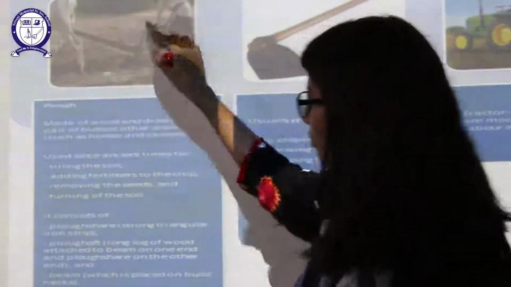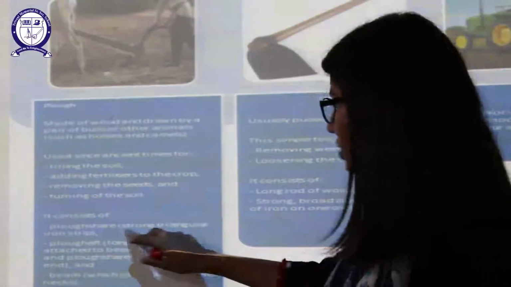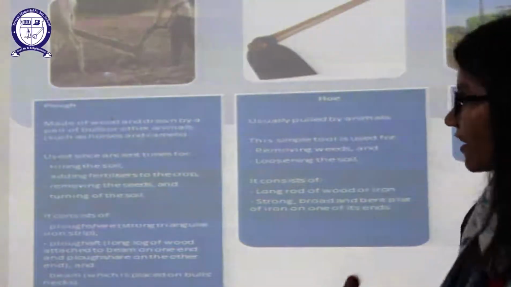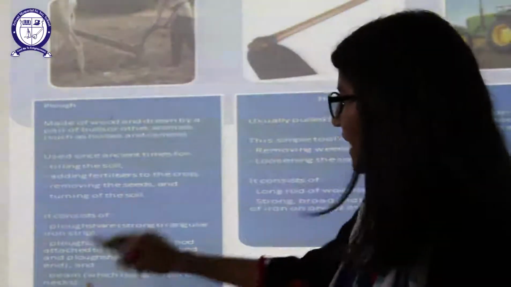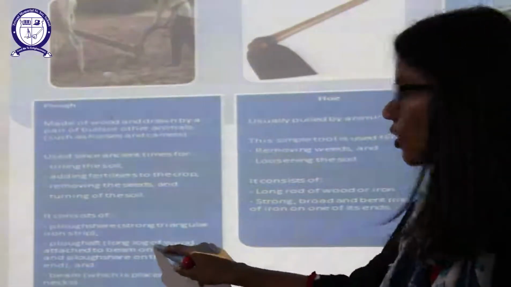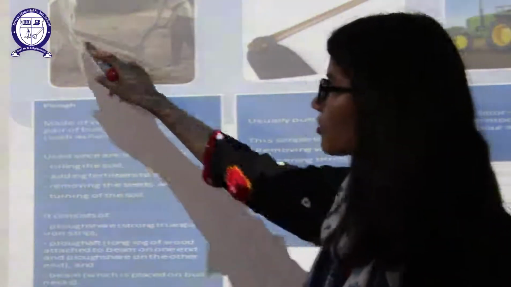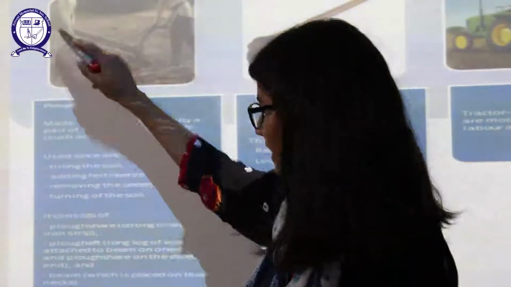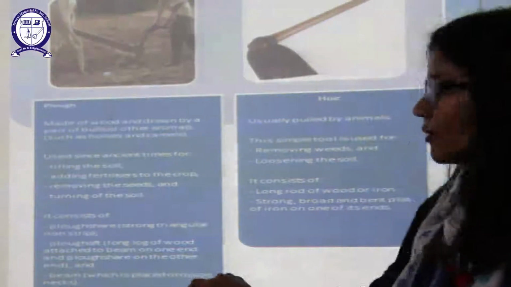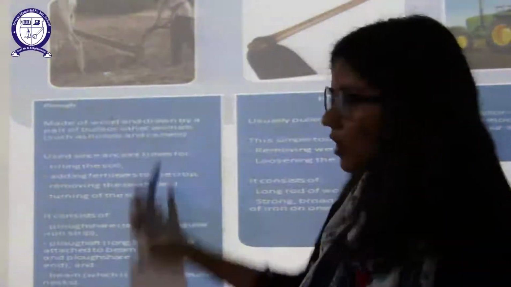It consists of firstly the plow share. It is a strong triangular iron strip, which is this part. Then the plow shaft. It is a long log of wood which is attached to the beam. This part, and the beam, which is not visible in this picture, is present here, which is placed on the bull's neck. Okay, this is all about the plow.